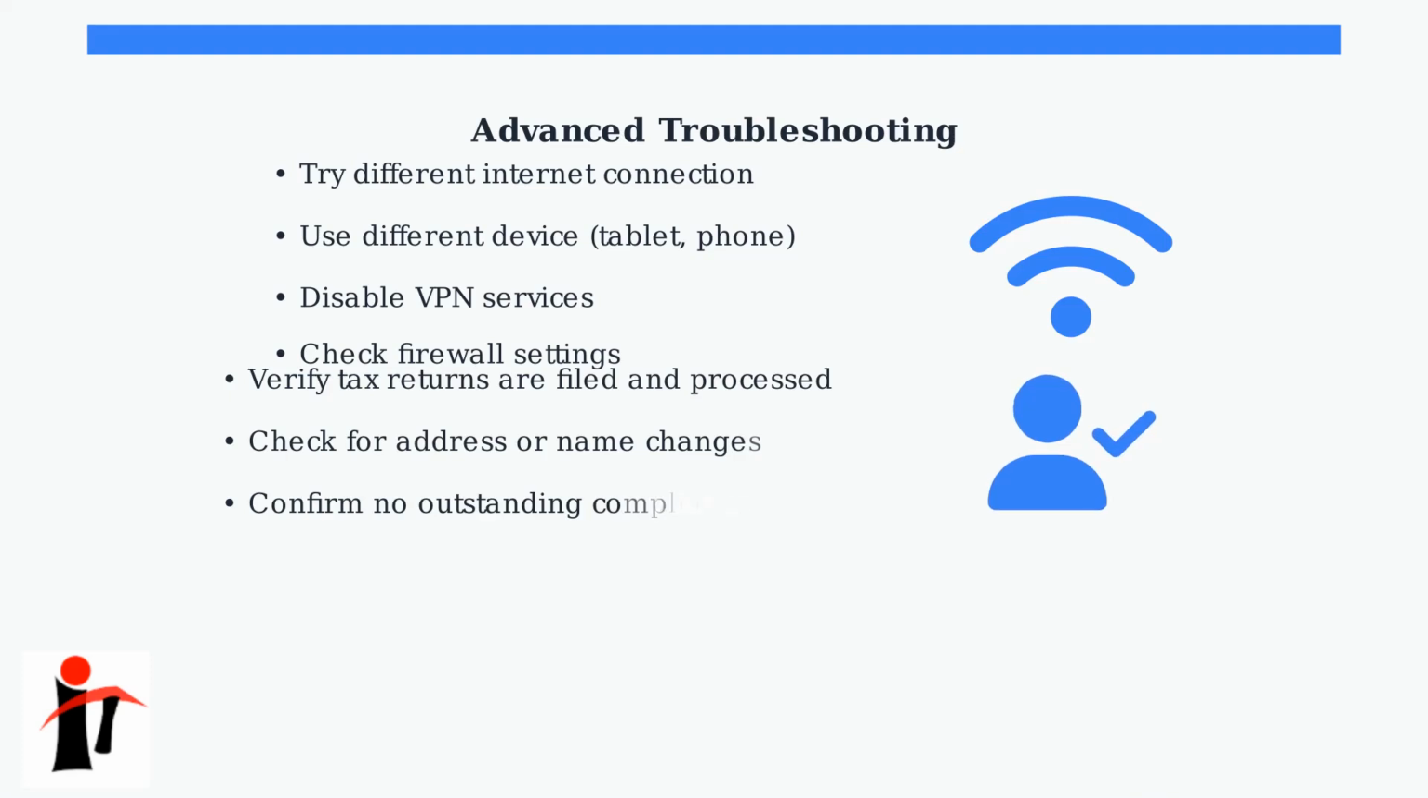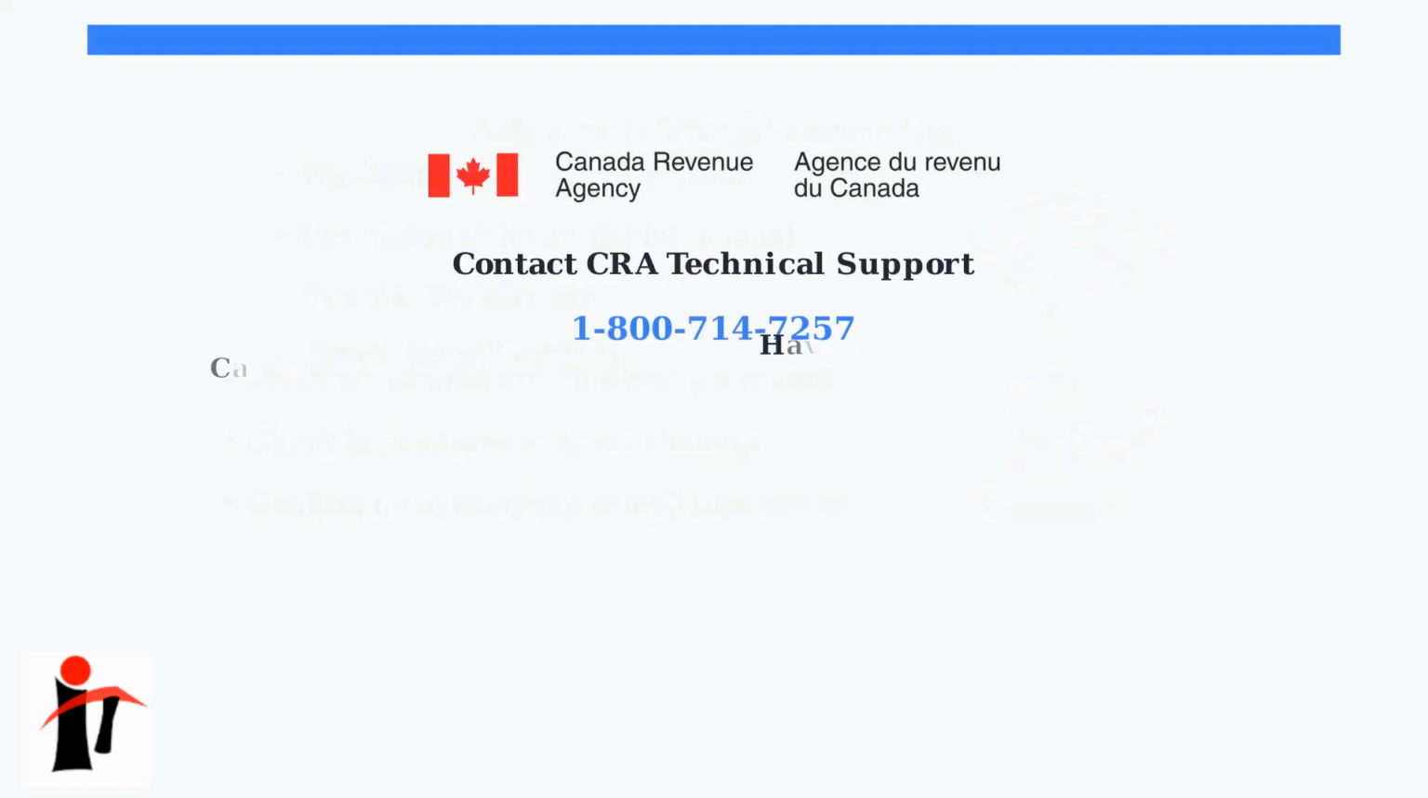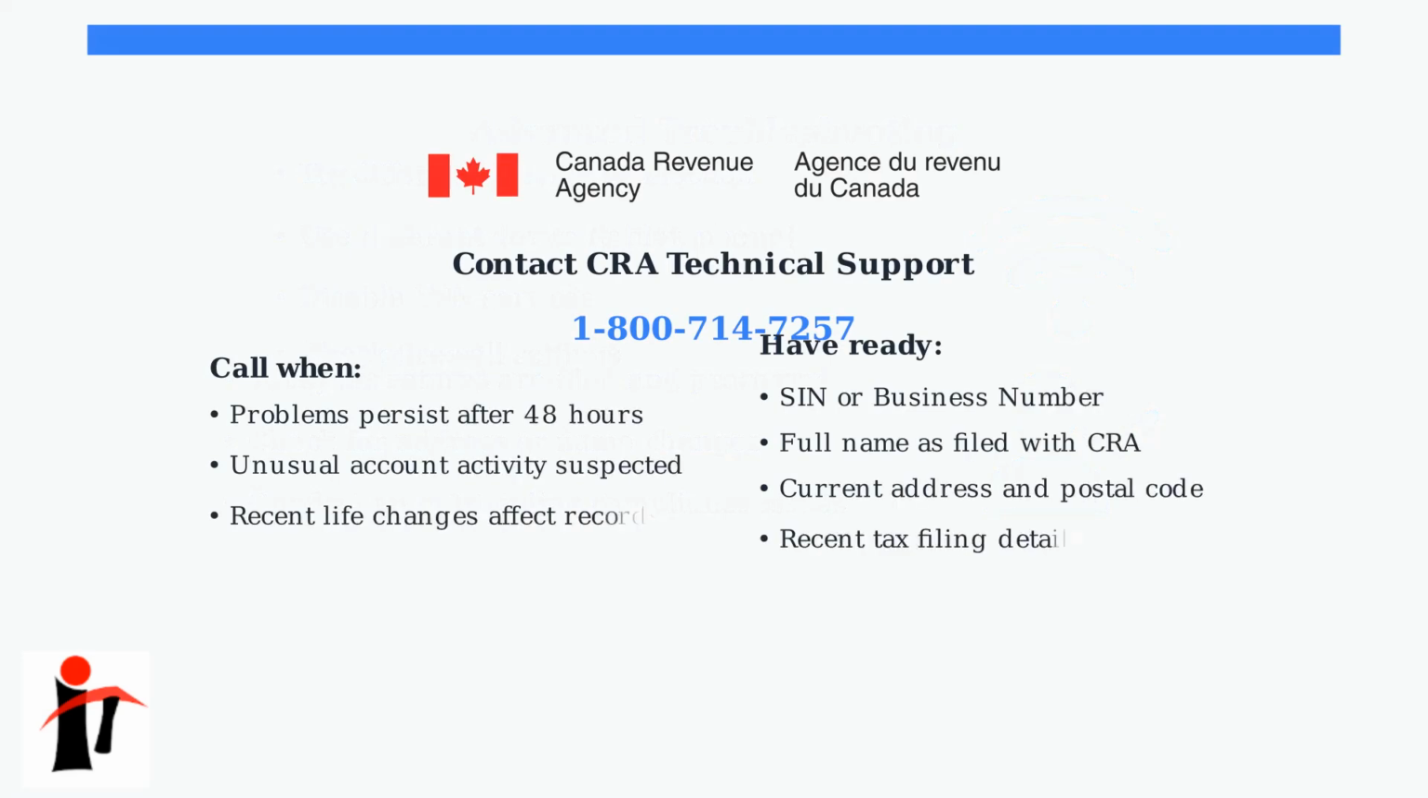Additionally, verify your account status with the CRA. Ensure all tax returns are filed and processed, and check if any recent address or name changes need to be updated in their system. If problems persist after 48 hours or you suspect unusual account activity, it's time to contact CRA Technical Support at 1-800-714-7257. Have your documentation ready before calling.